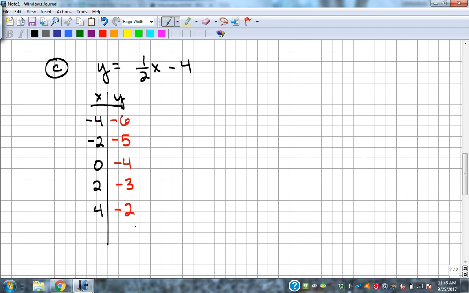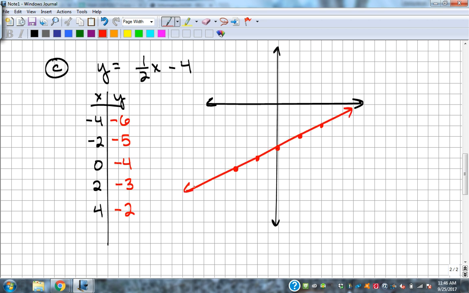We get those points, and for this one you don't need a whole lot of positive direction in the y-axis because it's all negative y values, right? So we just plot those points: -4, -6; -2, -5; 0, -4; 2, -3; 4, -2. We get those points, we draw a line between them, arrow on both ends because we're certain.